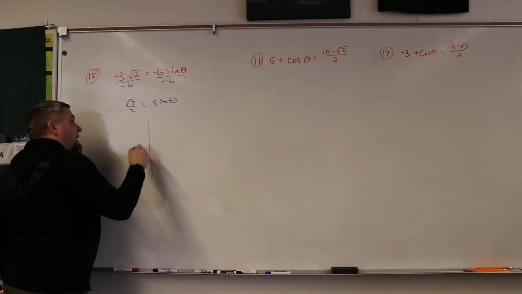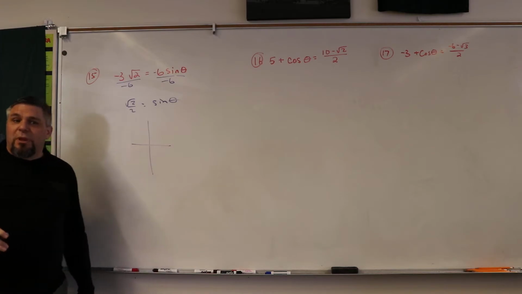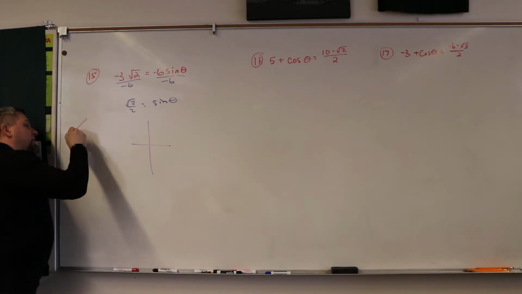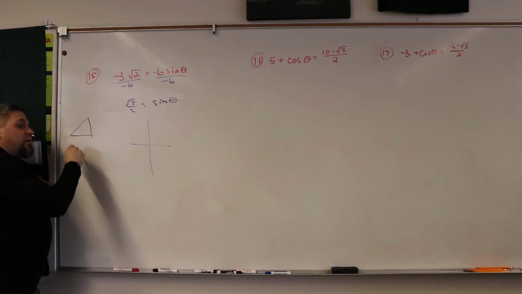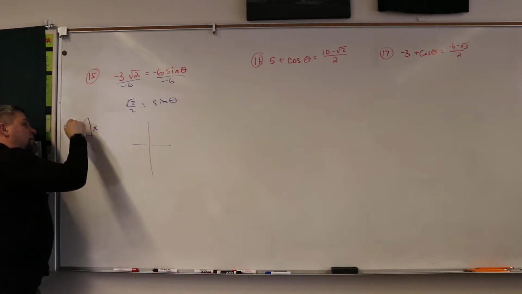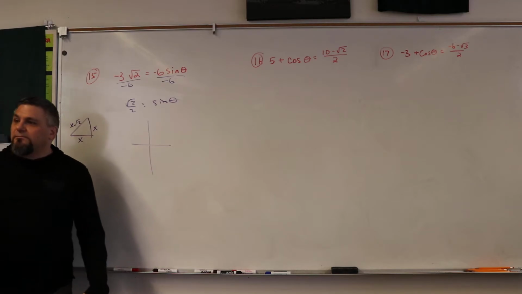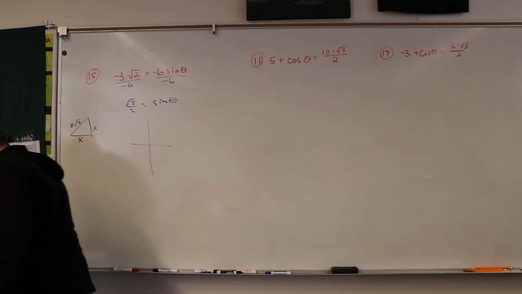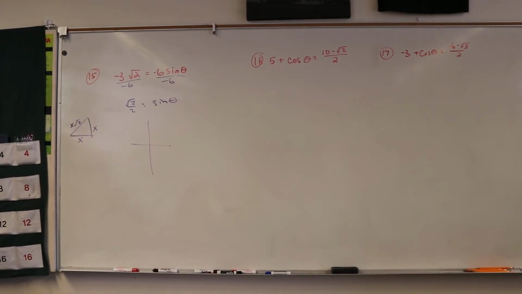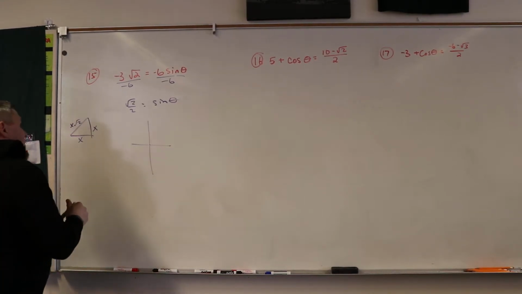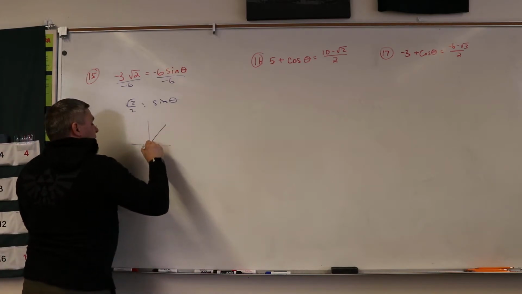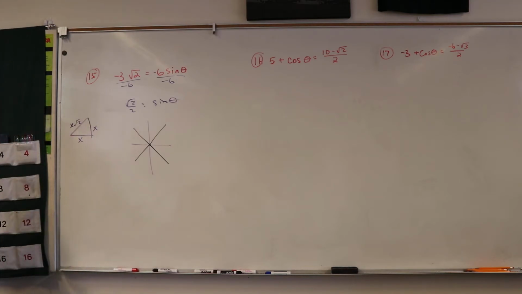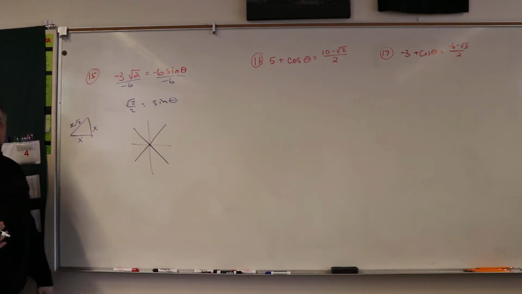Now let's think about that. They're positive, so when we talk about the square root of 2, we're talking about this guy. So we're either talking about this angle, this angle, this angle, or this angle. So complete the triangle. We've got to figure out which one we're talking about.